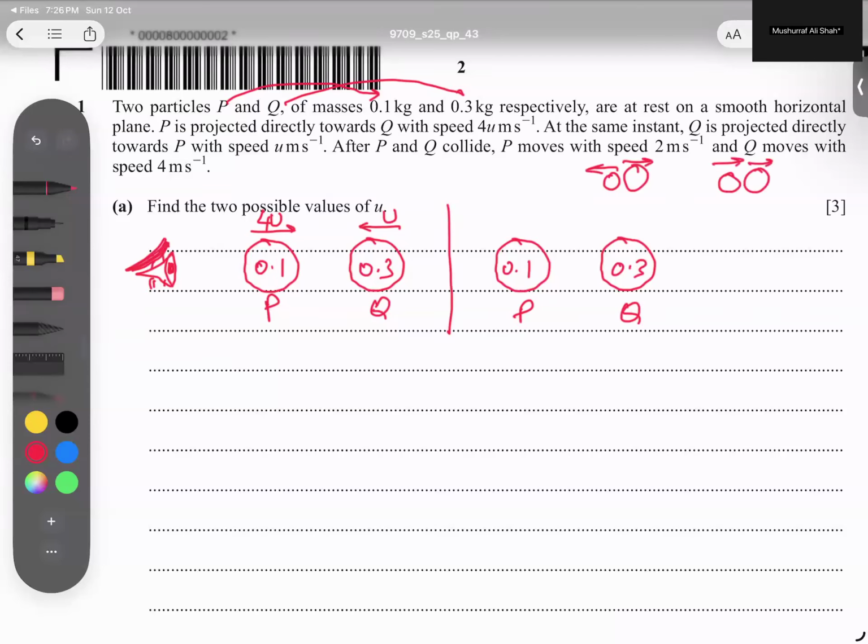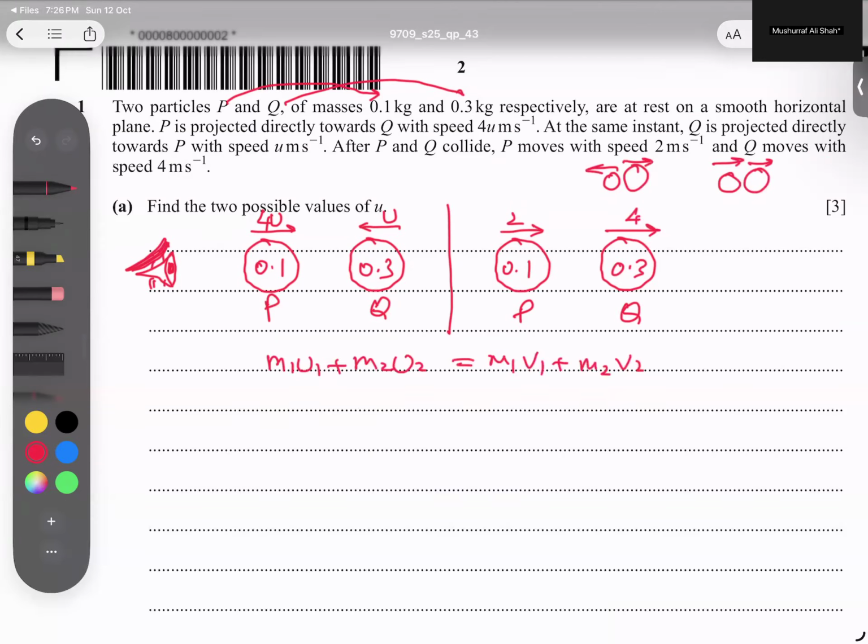So I will use them one by one. First I use this one. Both are traveling rightwards. Let's assume P moves with a speed of 2, so this speed is 2, and Q moves with a speed of 4, so this is 4. And the formula is very clear: M1 U1 plus M2 U2 equals M1 V1 plus M2 V2. So I'm going to plug in, but the interesting point is what? 0.1 times 4U, and M2 is 0.3.